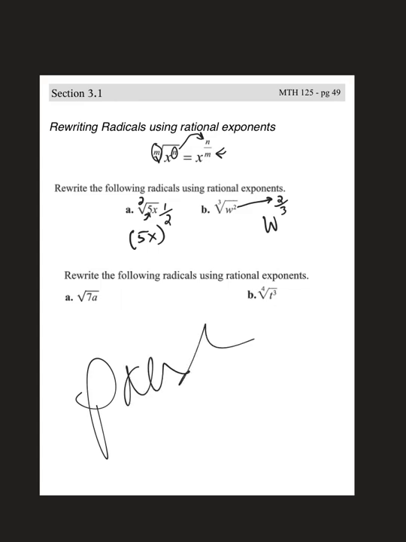The 1 is there because all of that is to the first power, and then the 2 comes from the root spot. B, w raised to the power of 2/3. The 2 goes on top, the 3 goes on bottom. Go ahead and do A and B. Again, pause, and then come back and check your answers with mine. Okay, for A, you should have 7a raised to the power of 1/2. And for B, you would have t raised to the power of 3/4.